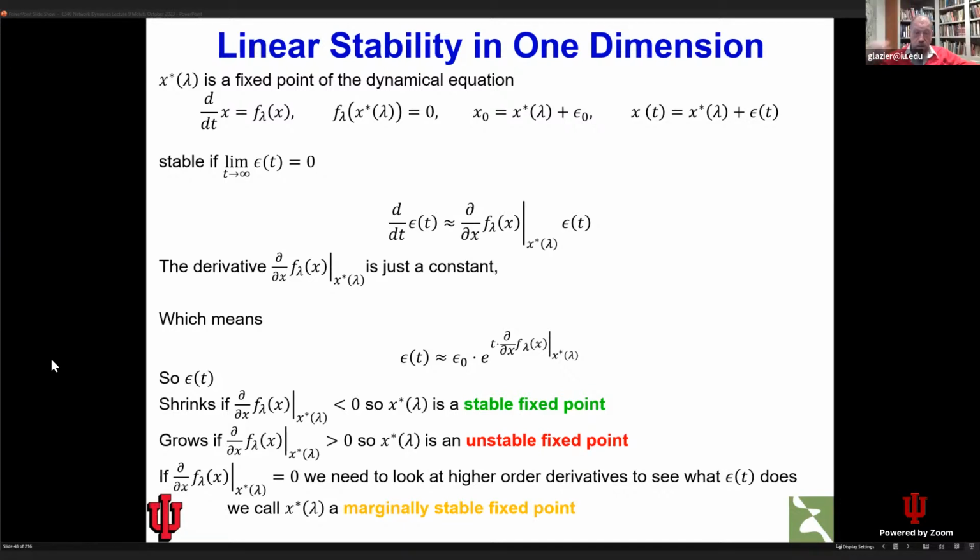And Pedro makes the point that small specifically means that epsilon squared can be neglected with respect to epsilon.